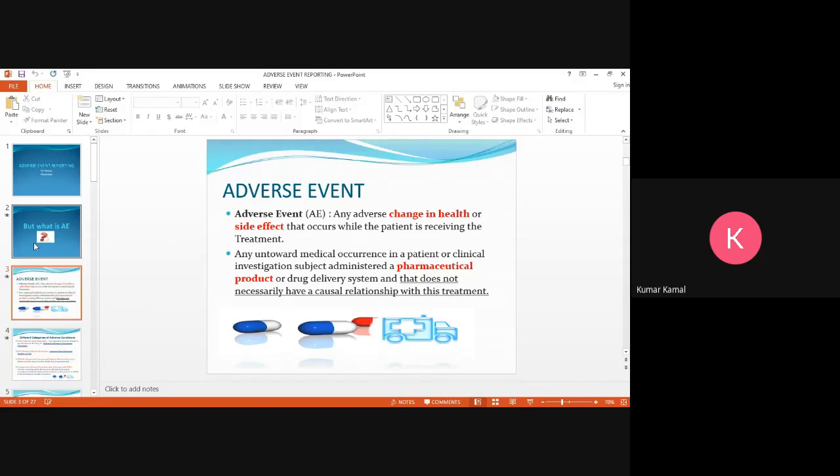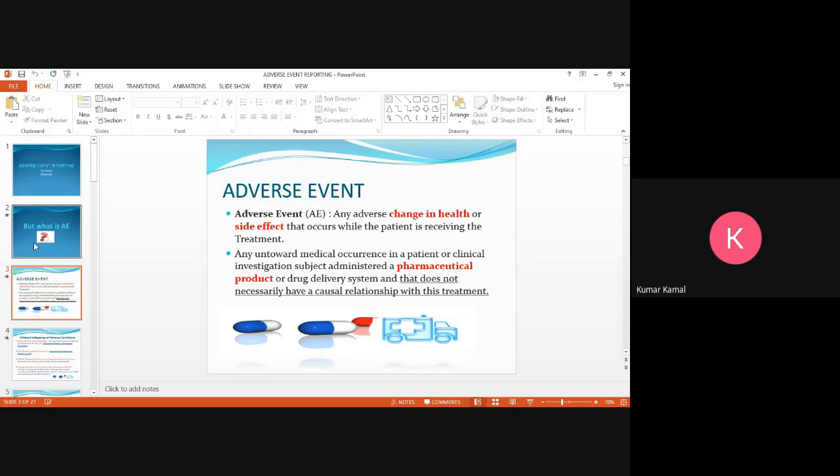It can also be defined as any untoward medical occurrence in a patient or clinical investigation subject who has been administered a pharmaceutical product or a drug delivery system, and that does not necessarily have a causal relationship with this treatment. This line is very important because there is a difference between adverse event and adverse drug reaction. In layman's language, both are referred to as side effects.